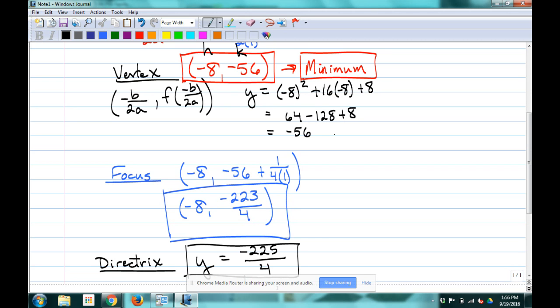The focus is a point. The vertex is a point. Everything else is an equation. Okay. When we talk about the vertex, we're talking about an ordered pair. We talk about the focus, we're talking about an ordered pair. If we talk about the axis of symmetry, it's an equation. If we talk about the directrix, it's an equation.